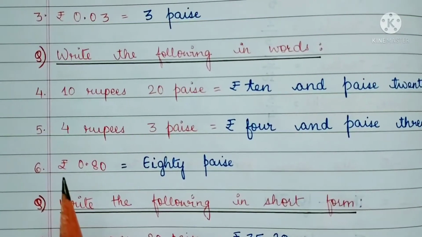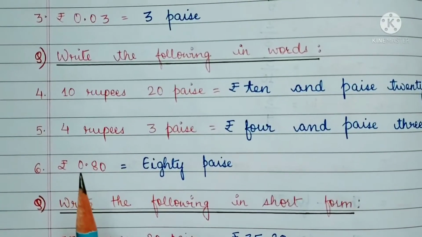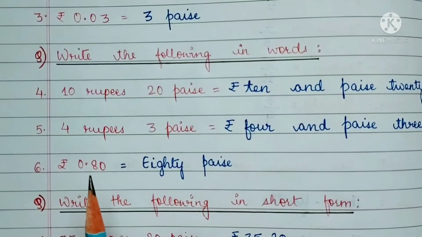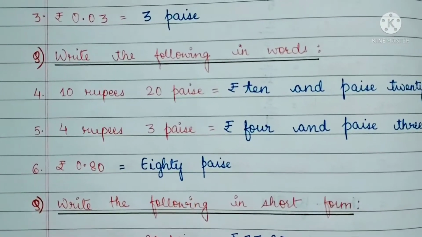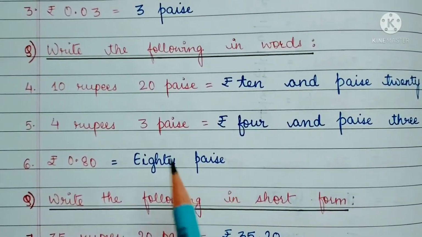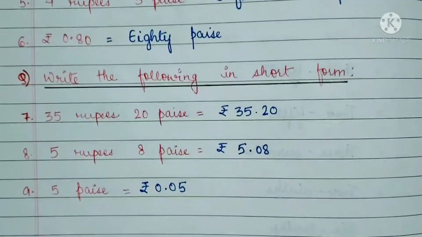Similarly here in the sixth question, rupees 0.80. So there are 0 rupees. So we will not write 0 here. Instead we will write 80 paise. Okay children, 80 paise. When there is only paise, we write 80 paise. Now let's move on to the next type of question.